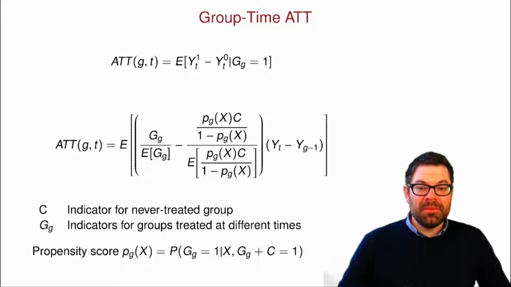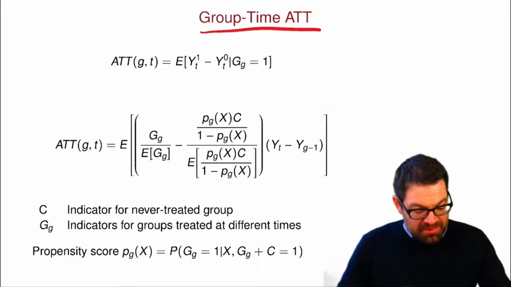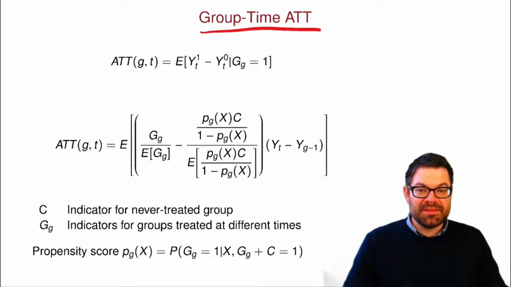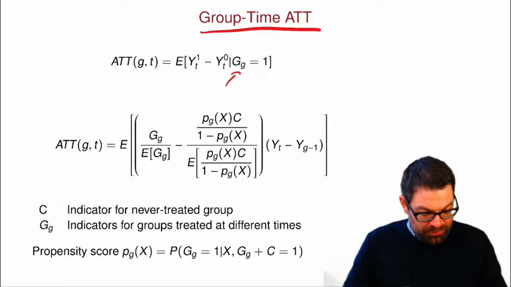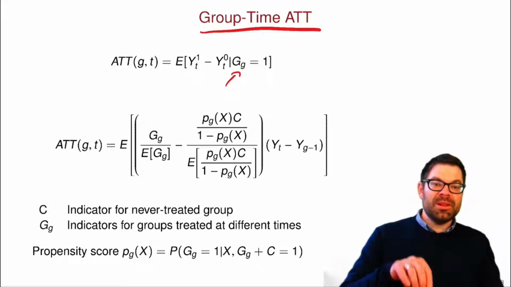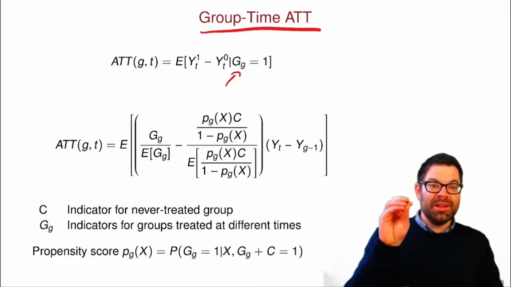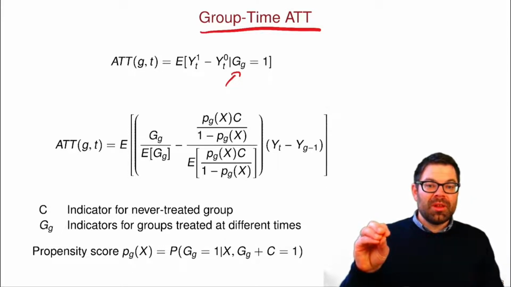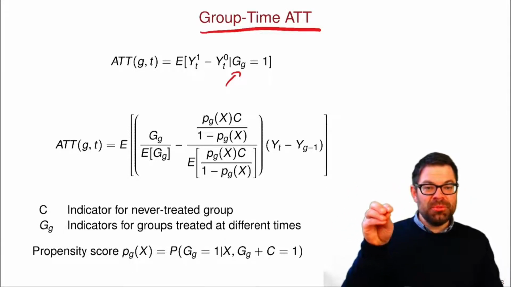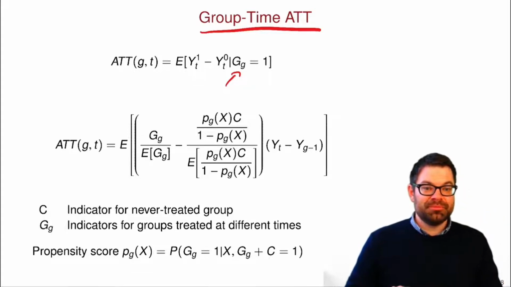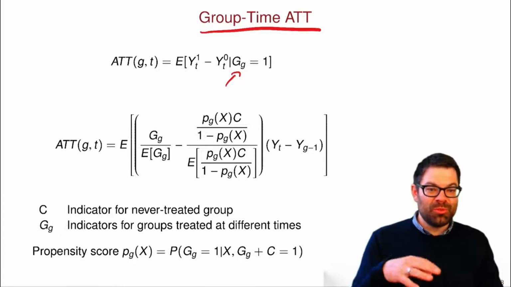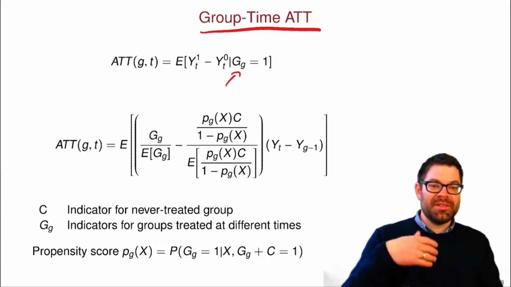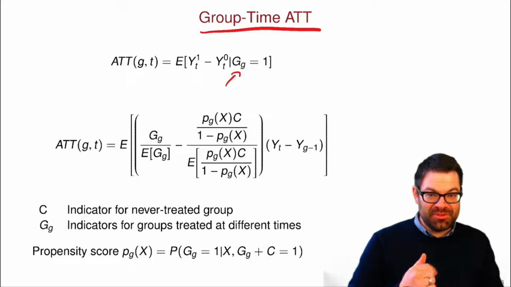So here, what we first need to think about is the so-called group time average treatment effect on the treated. Okay, so that's the average treatment effect for a given group, and with group we mean all units that have been treated at a given point in time. And then we look at that average treatment effect at some point later. So again, suppose the group was treated in 1990. We want to know what is that group's average treatment effect in 1993.